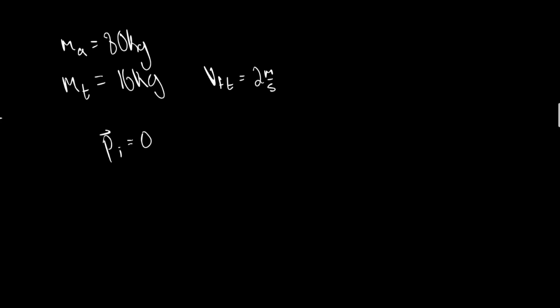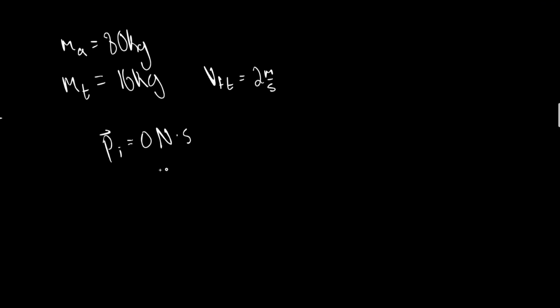And it's also important to note that the units for momentum are simply newtons times seconds. So now that we know that our initial momentum is set equal to zero, we can write a conservation of momentum expression based on what we already know.